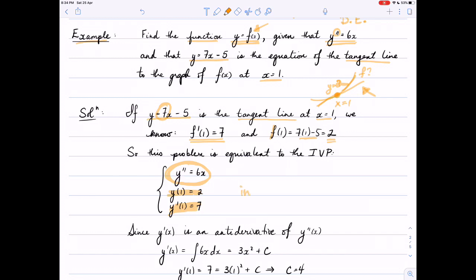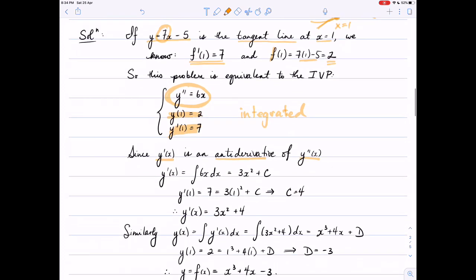We integrated, because if this is the second derivative, we know that the first derivative is an antiderivative of the second derivative, and so we anti-differentiated. So y prime is an antiderivative of y double prime. Y double prime was 6x, so we anti-differentiate this. We get 3x squared plus c. C is an arbitrary constant of integration.